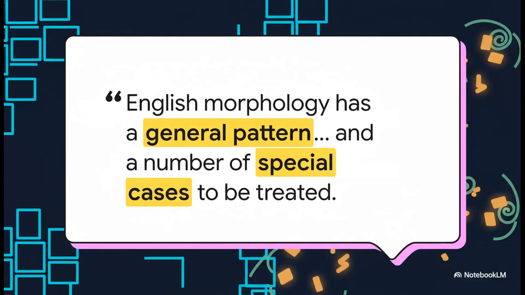And what this really shows us is that language is just this beautiful dance between elegant, predictable patterns and a list of historical quirks you simply have to memorize. Understanding that balance between rules and memory is the key to understanding how language really works.